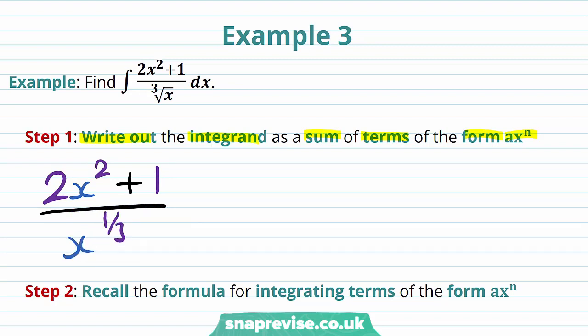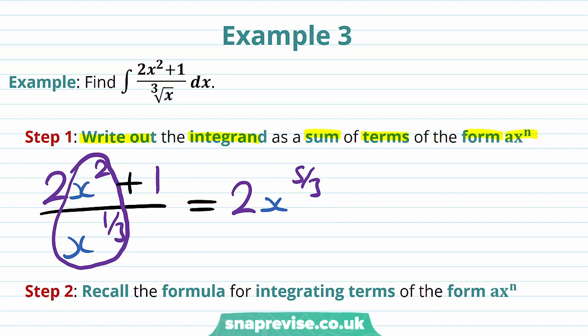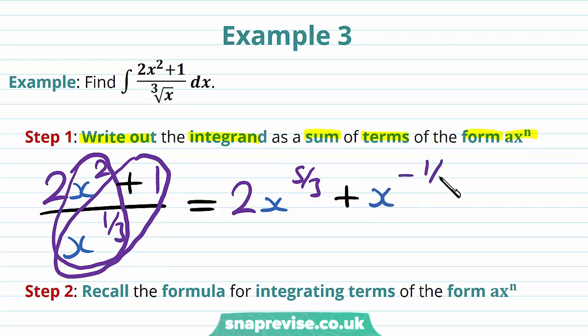This is equivalent. And then we can apply our index rules, and so what we get is a 2 outside, that's our constant, and then we have this x squared divided by the x to the power of 1/3. Well, that's going to be x to the power of 2 minus 1/3, which is 5/3. And then we have the plus 1 divided by the x to the power of 1/3. Well, it's just plus x to the power of minus 1/3 because we're dividing by it.